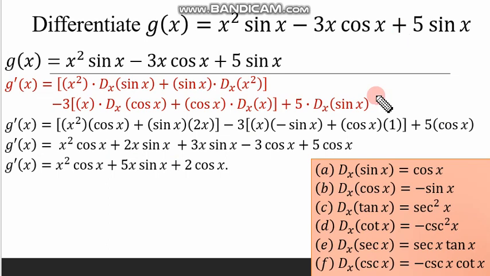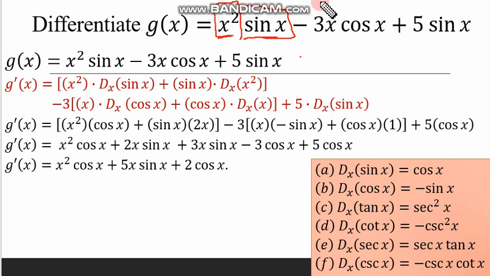Okay, another example: g of x equals x squared sine x minus 3x cosine x plus 5 sine x. The terms are separated by minus and plus, so we will get the individual derivative of each. But notice, the x squared is multiplied by the sine x, so these are two different functions. So we will use the product rule for this first part. The second part is the same.